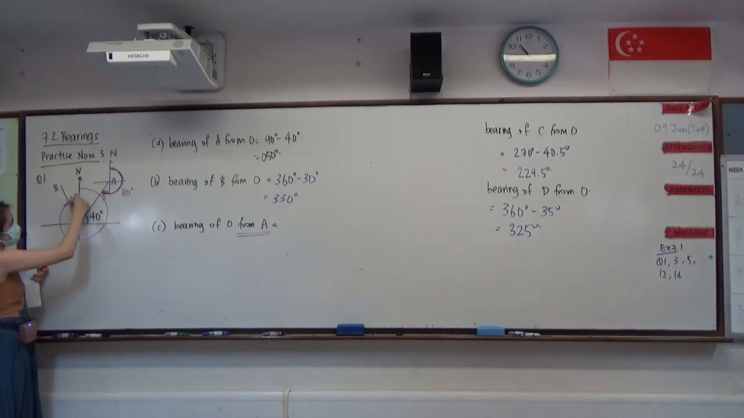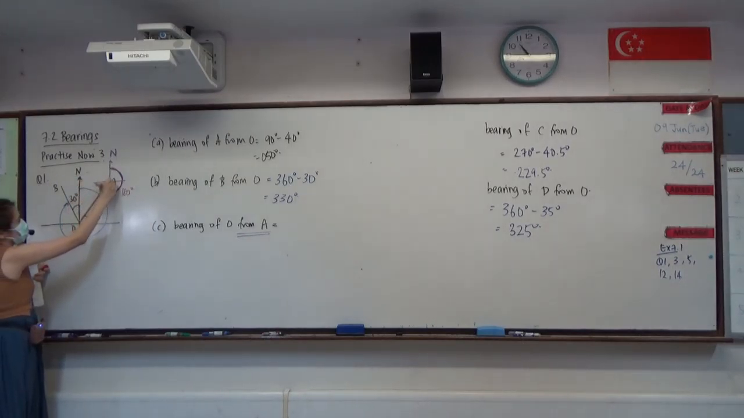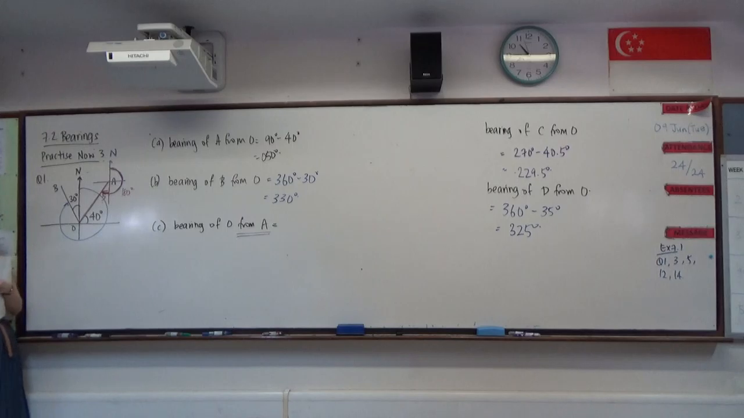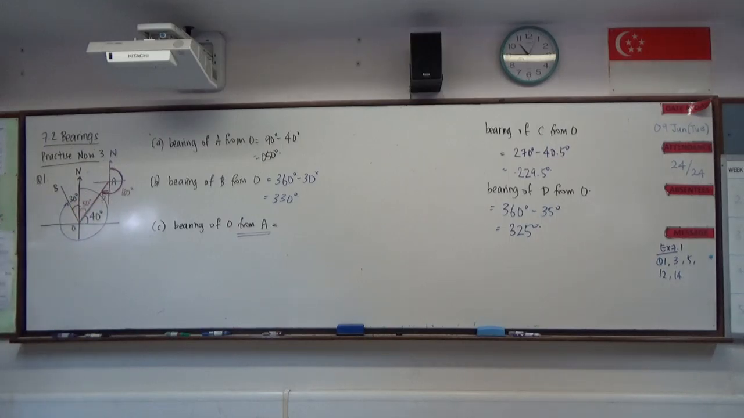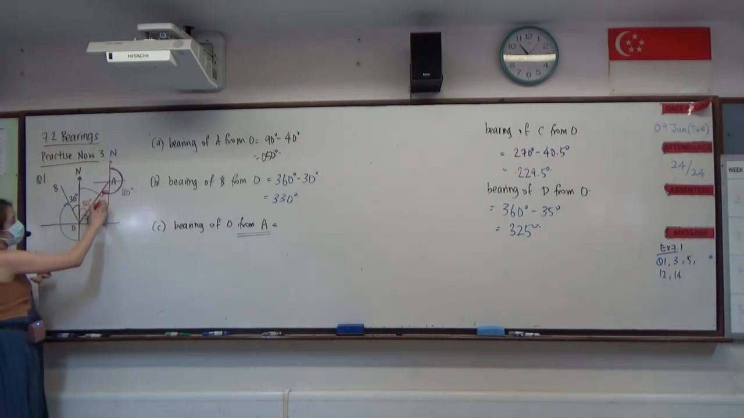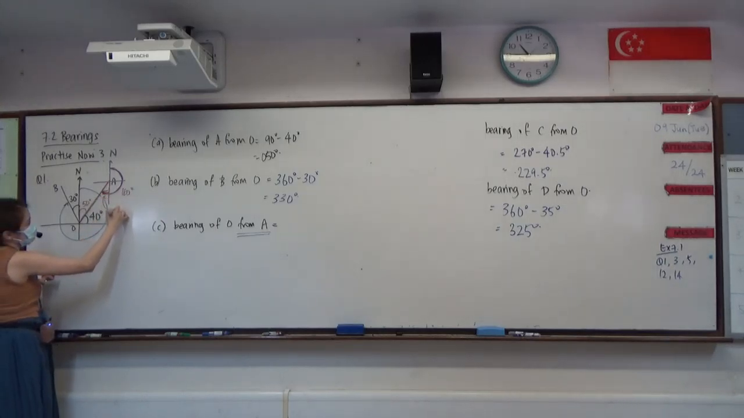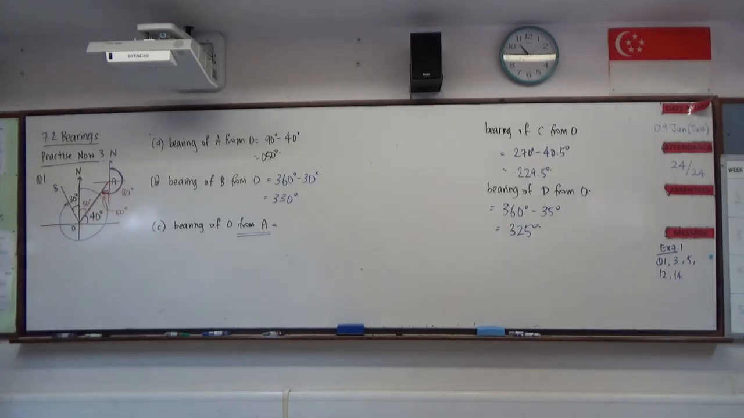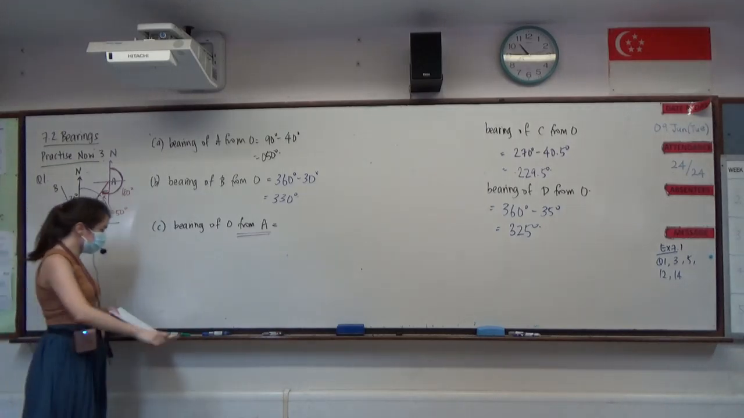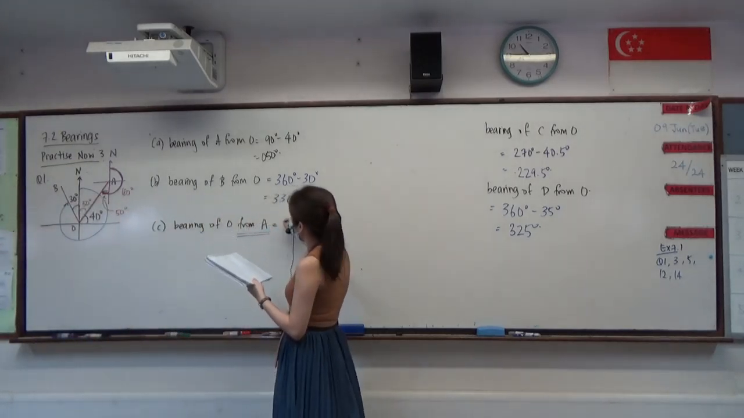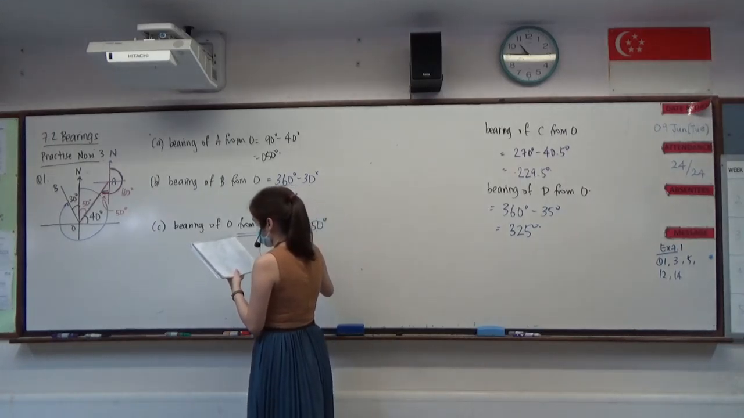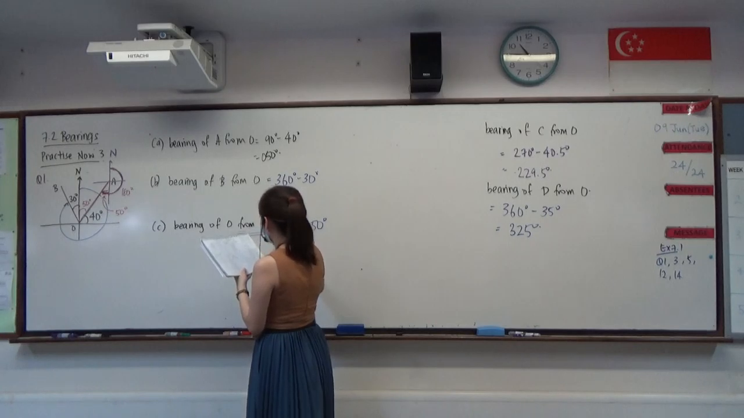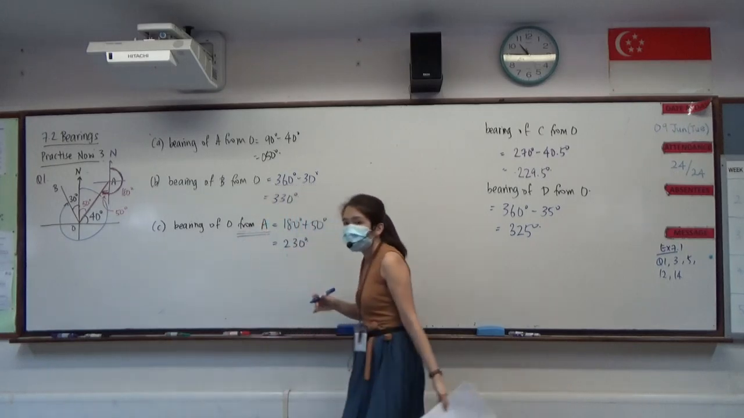We can see that there is an alternate angle here. Right? There's an alternate angle. Okay? So just now we already found that this is 50 degrees in fact, because in part A. So we will know that this is going to be 50 degrees. Okay? So the answer will be 180 degrees plus 50 degrees. Alright? And we will get 230 degrees. Okay? Any other methods?